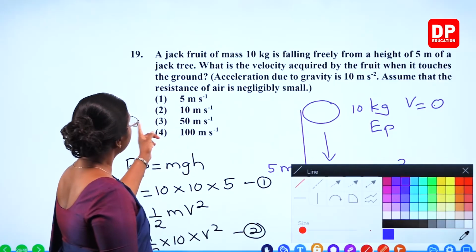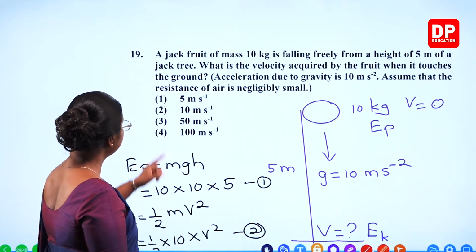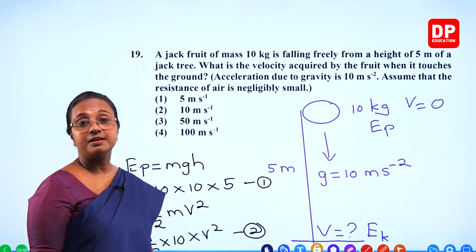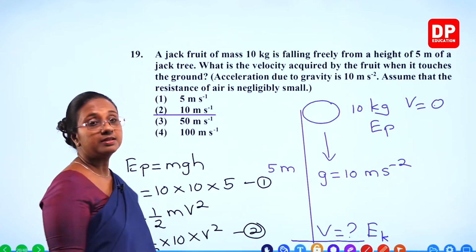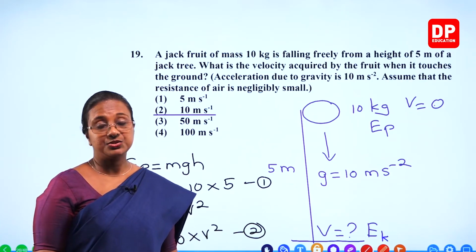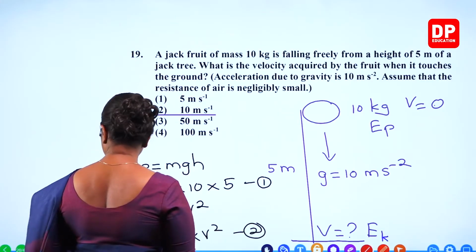You can see 5 meters per second, 10 meters per second, 50 meters per second and 100 meters per second. The correct answer is 10 meters per second. Is that clear, students? So, with that, I'll move on to the next question.